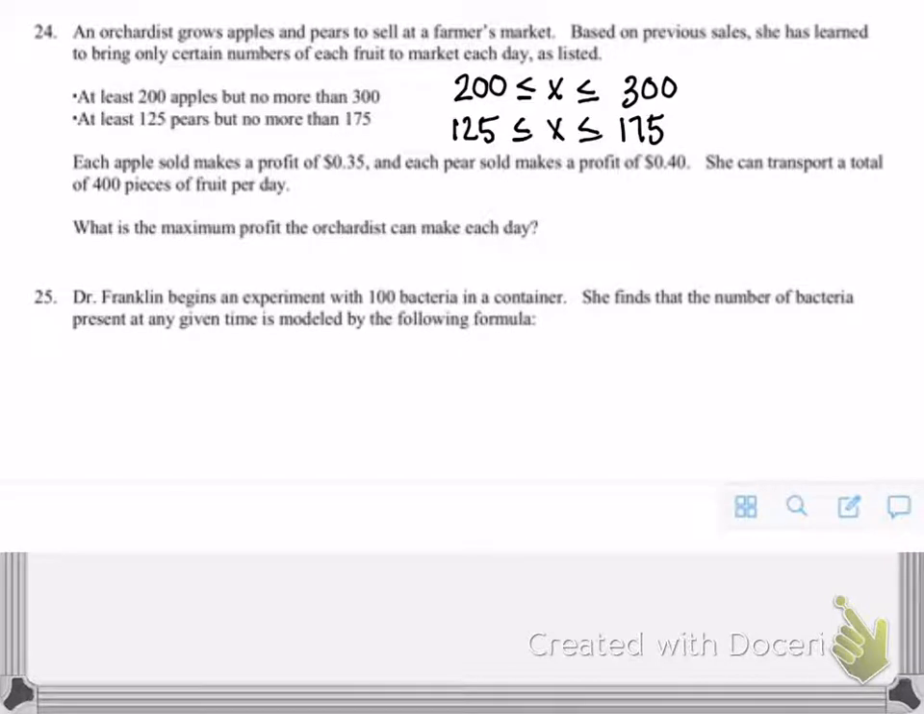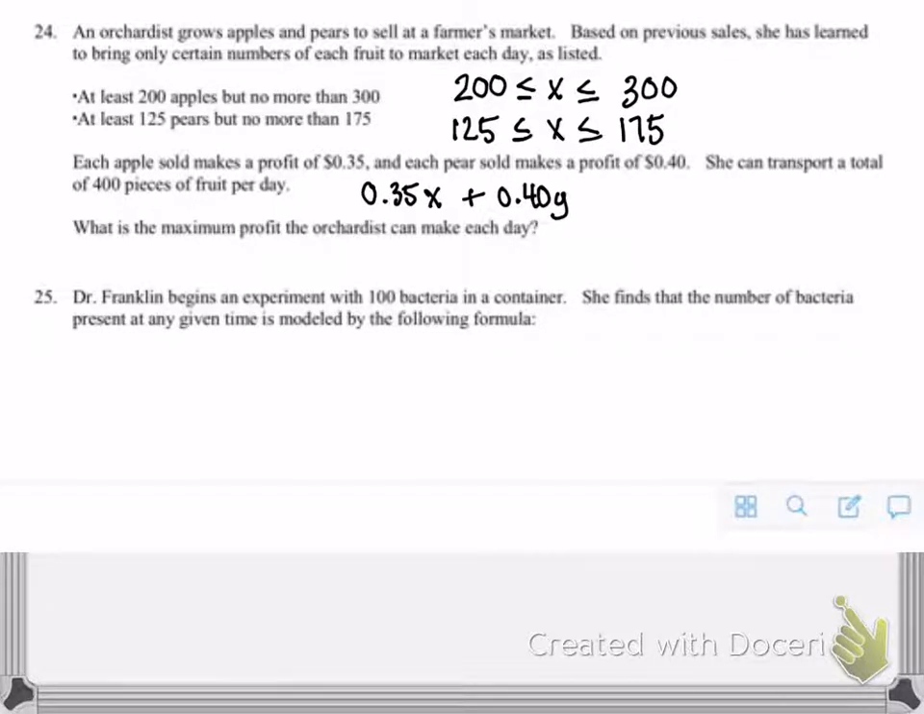Each apple sold makes a profit of 35 cents. So it's 35 cents for an apple. Remember, apples were x. And each pear sold makes a profit of 40 cents. So 40 cents for a pear, pears were y's. You can transport a total of 400 pieces per day.